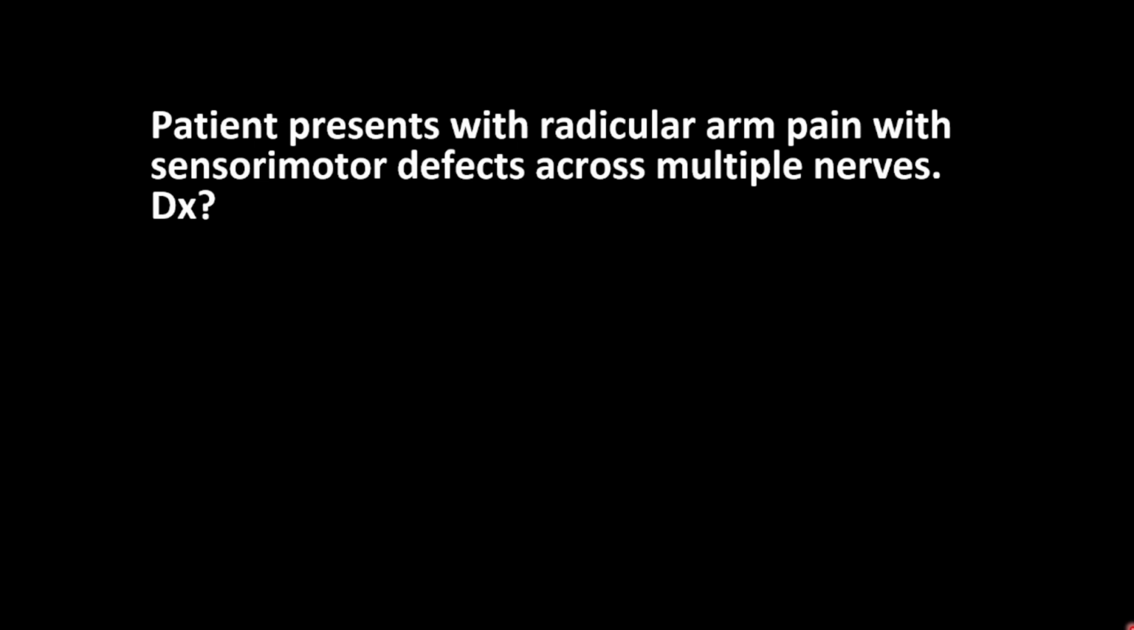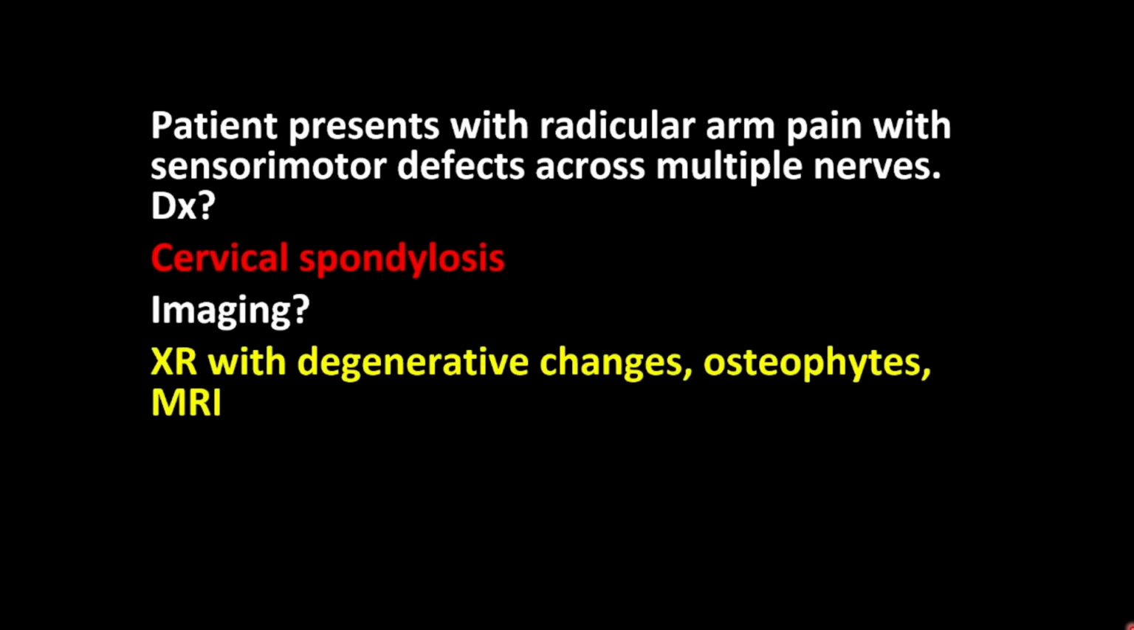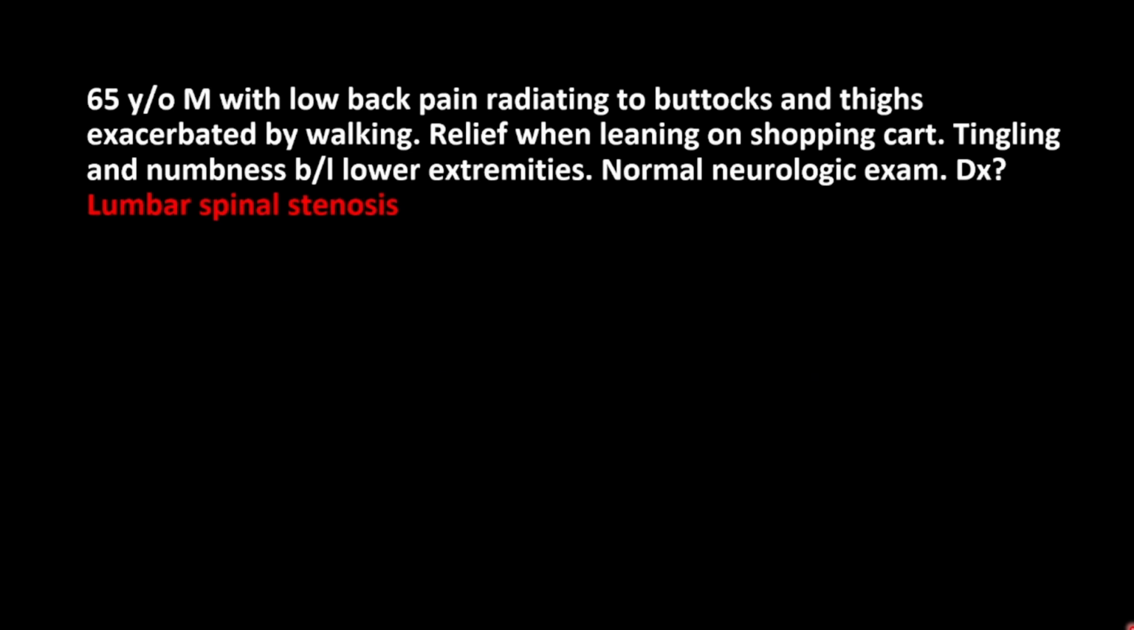We move on. So let's say the examiners give you a patient that's presenting with radicular arm pain with sensory motor defects across multiple nerves. What is the likely diagnosis here? And it's worse with neck flexion. It is cervical spondylosis. You can obtain an X-ray to identify degenerative disease and osteophytes, or also an MRI to assess for cord compression. Treatment typically involves analgesia and surgery if severe.